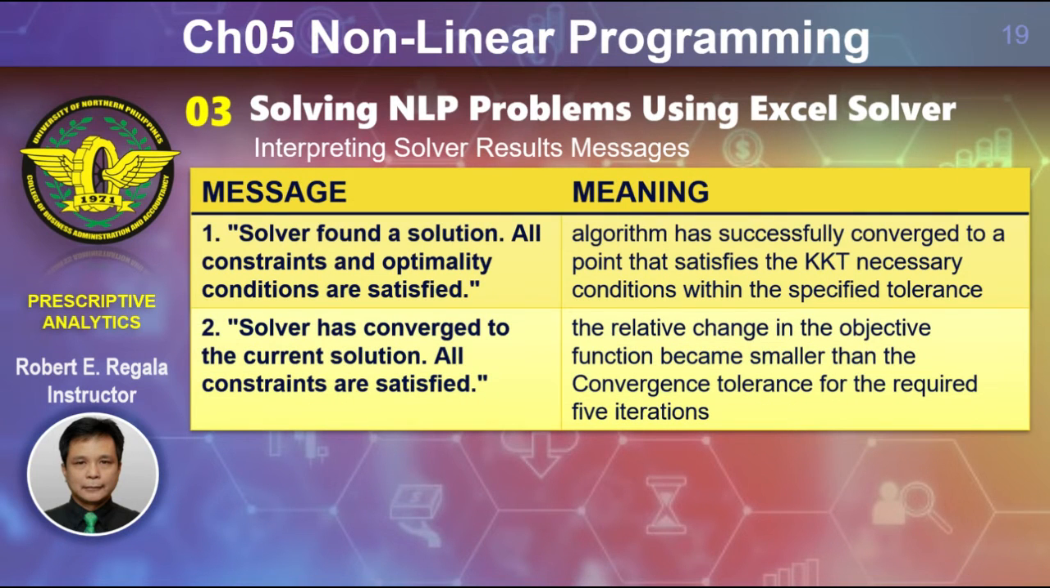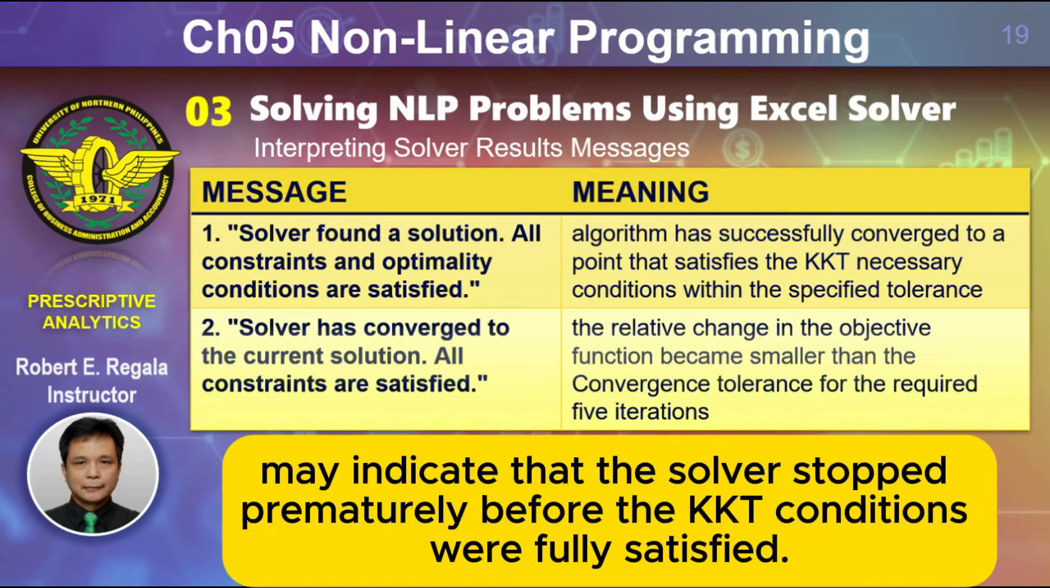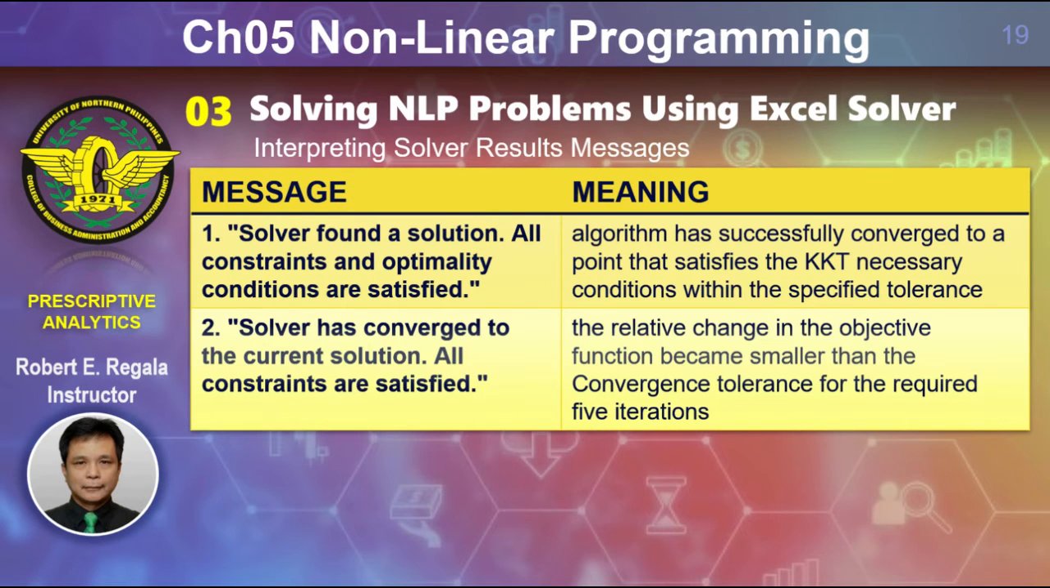2. Solver has converged to the current solution. All constraints are satisfied. This message suggests that the relative change in the objective function became smaller than the convergence tolerance for the required 5 iterations. If the model is poorly scaled or the solution region is flat, this may indicate that the solver stopped prematurely before the KKT conditions were fully satisfied. Reviewing and tightening the convergence tolerance is often warranted here.